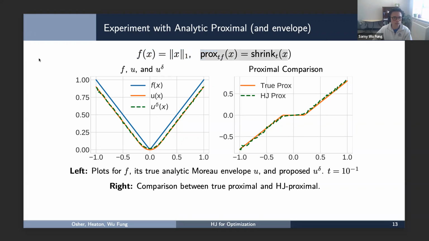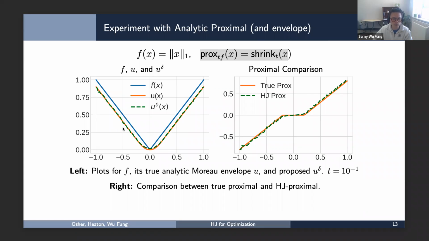And so here's what I'm plotting here. I have f of x, which looks like an absolute value. I have the true Moreau envelope, which I can also compute since I have the analytic proximal formula, given here in orange. As you can tell, the Moreau envelope smooths out your function. And this I will talk about again later when we talk about global optimization. And this U delta is our approximation using our formula.